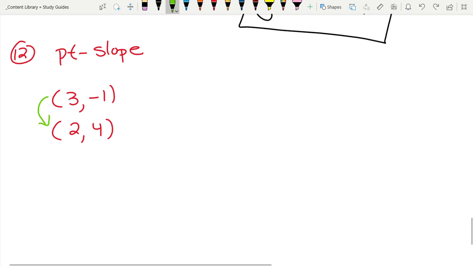So we do what we did earlier on our test, our study guide. So to get from a 3 to a 2, you subtract 1. To get from a -1 to a 4, you add 5. So therefore our slope is, remember, the y stays high, so we have 5 over -1, which is -5.